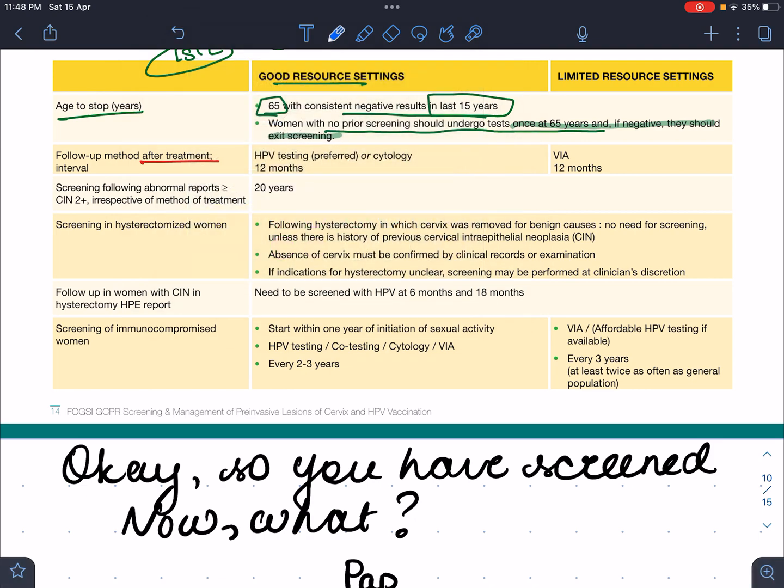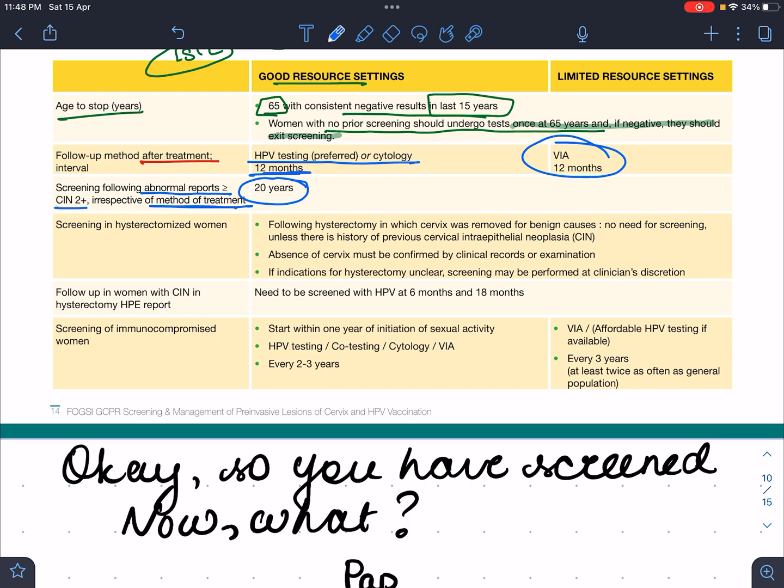Because that was a pre-invasive lesion, you have treated it with or without biopsy, but you need to know that the patient does not get infected by another high risk HPV. That is possible, right? Because it's sexually transmitted. It doesn't mean that because you have treated, the patient will not get a repeated infection again. So you will do HPV testing preferred, or cytology every 12 months, VIA 12 months. Now if you are getting abnormal reports, CIN2+, irrespective of method of treatment, you have to do follow-up for 20 years.